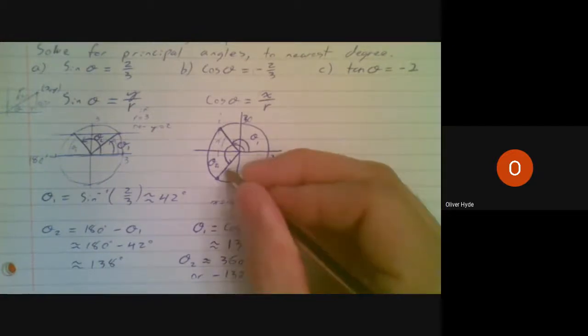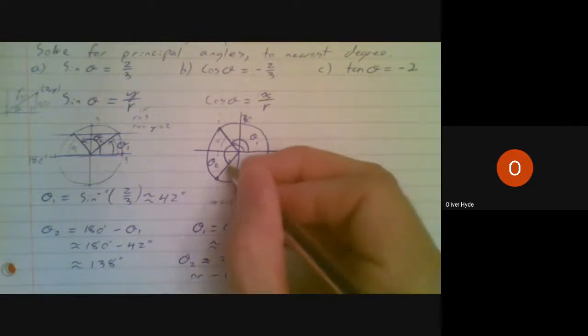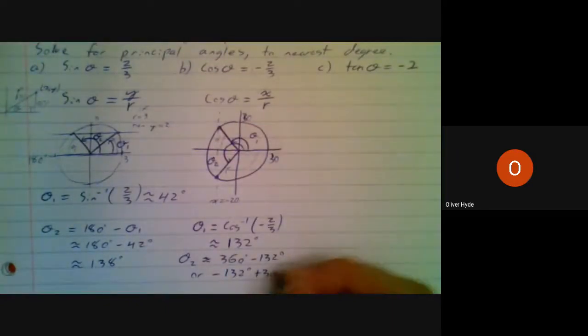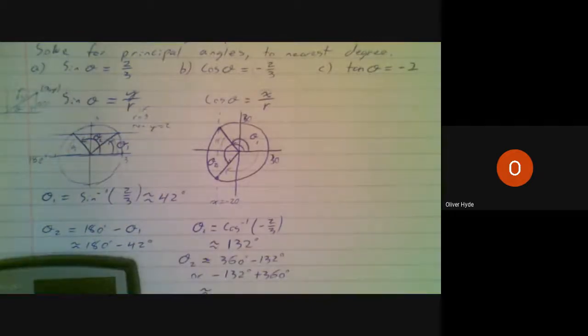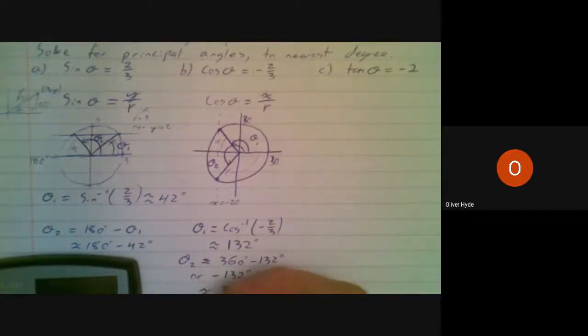Imagine rotating clockwise to negative 132 degrees, but you want the principal angle. So you go forward one full rotation, 360 degrees. Either way, you'll get negative 132 plus 360, about 228 degrees. That's kind of a faster approach.